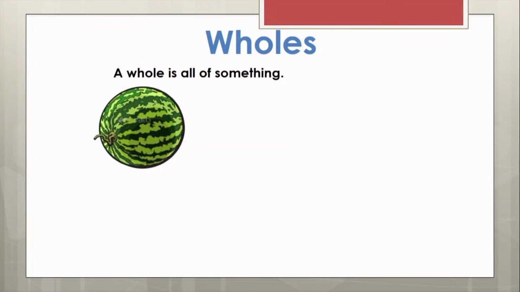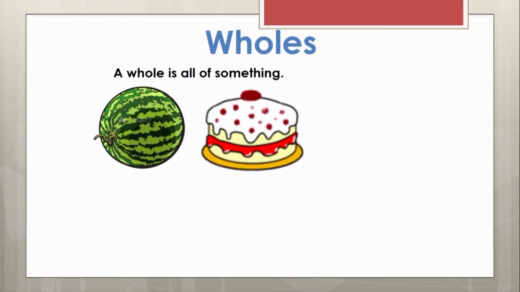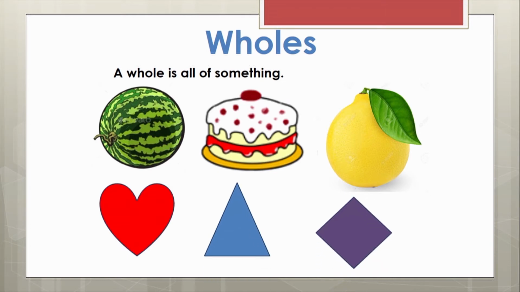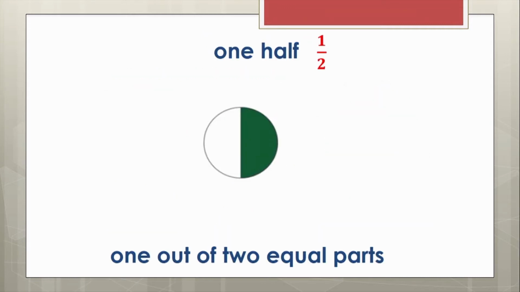So we have a whole watermelon, a whole cake, a whole lime, a whole heart, a whole triangle. So we have whole objects and whole shapes represented here, okay? So before we go any further, we will review the fractions that you already know. All right? So 1/2, 1 out of 2 equal parts.